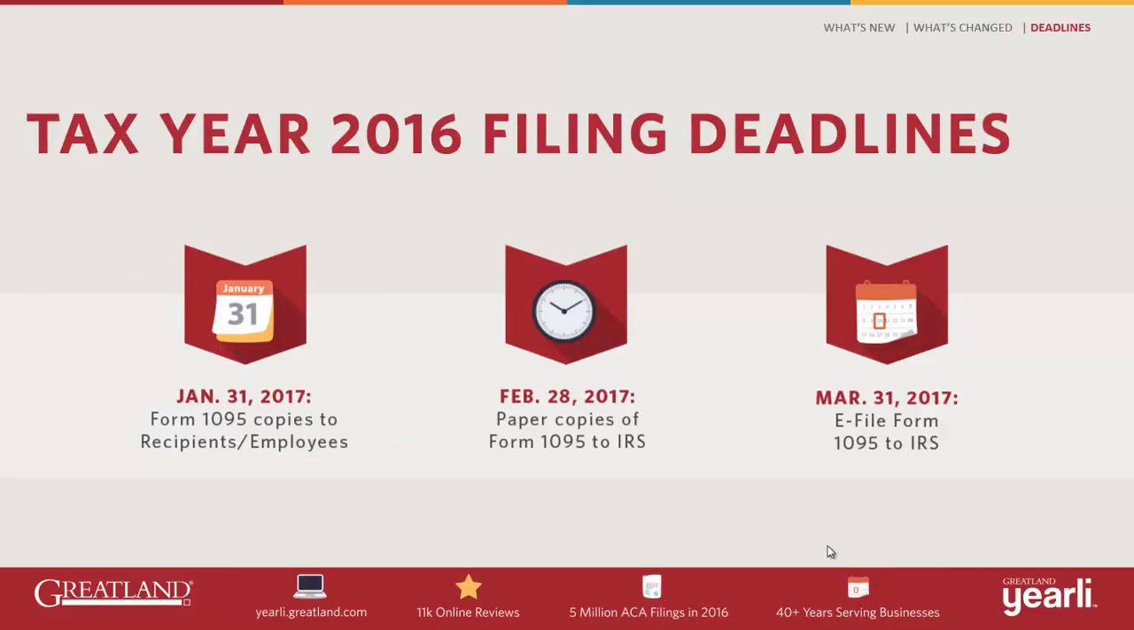Lastly, the deadlines for filing 1095 forms are as follows. January 31, 2017 is the due date to submit 1095s to employees and recipients. February 28, 2017 is the due date to submit 1095s to IRS on paper. And March 31, 2017 is the due date to submit 1095s to IRS electronically.